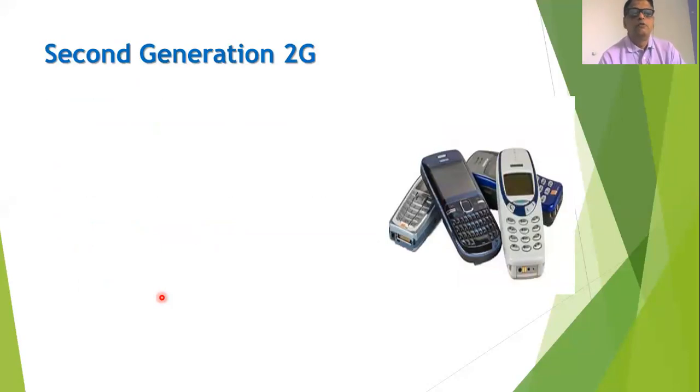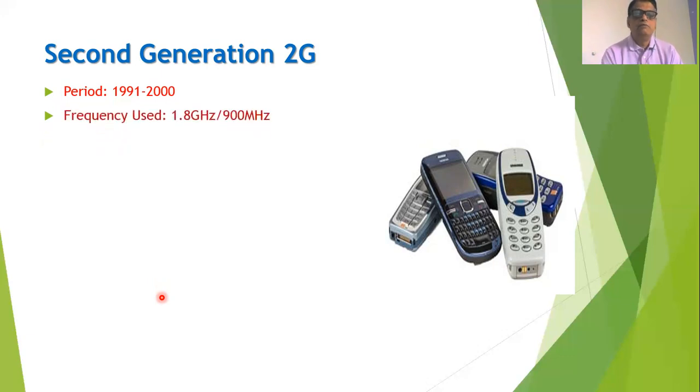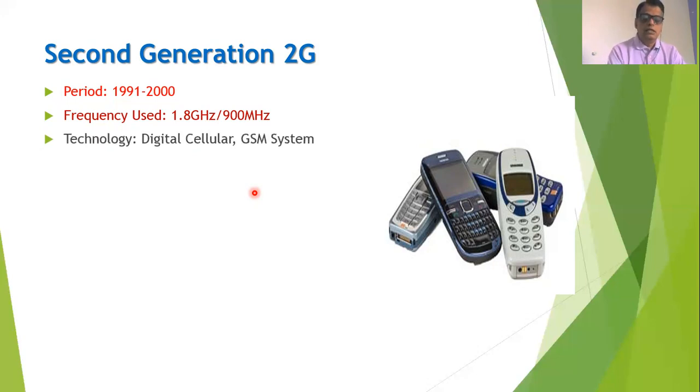So now let us go to the second generation. Roughly, we can say that the period from 1991 to 2000 can be classified as the second generation period. The frequency was enhanced: about 900 megahertz to 1.8 gigahertz was permitted for use in this technology. This is the first digital cellular technology. It is also called GSM technology, where GSM stands for Global System for Mobile.